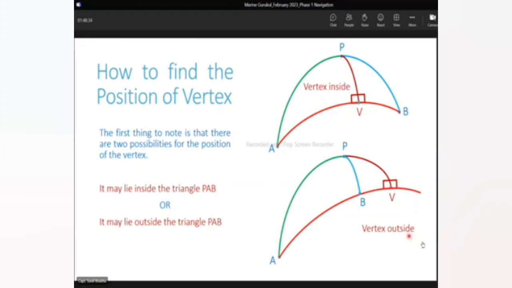Now for finding the position of the vertex, we need to find out that in the given question which we are solving, whether the vertex is inside the triangle or the vertex lies outside the triangle. This is the first thing which we need to know. Now let us see how we find out whether the vertex lies inside or the vertex lies outside.